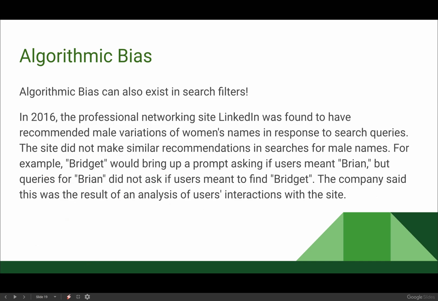In 2016, the networking site LinkedIn was found to have been recommending male variations of women's names in response to search queries, and it did not do the inverse. If you typed in Bridget, it might say, hey, were you looking for Brian? But if you looked for Brian, it wouldn't say, hey, were you looking for Bridget? So once again, there is this bias towards a specific group. The company said that this was a result of an analysis of users' interactions within the site. However, that's not really a great excuse because it's obviously somewhat discriminatory against all of the women on this website, and once again, we want to avoid discrimination against anyone.